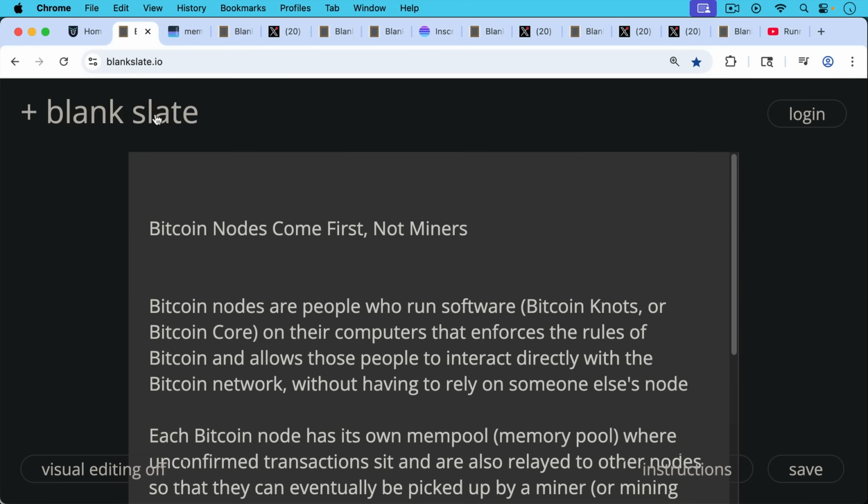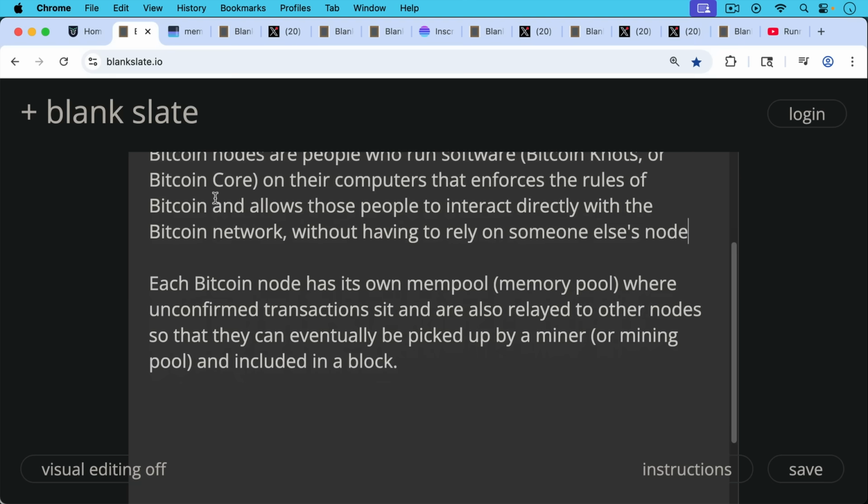Today I want to talk about how Bitcoin nodes come first, not Bitcoin miners. Bitcoin nodes are just people who run software, whether Bitcoin Knots or Bitcoin Core, on their computers that enforce the rules of Bitcoin and allow those people to interact directly with the Bitcoin network without having to rely on someone else's node.